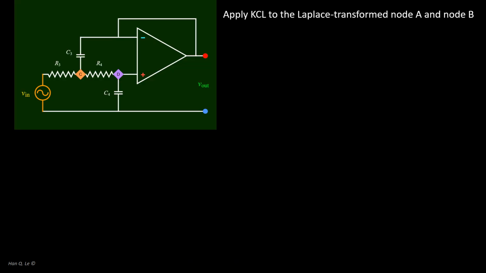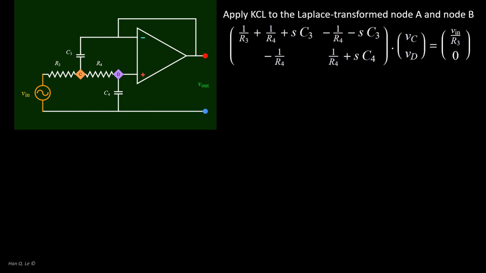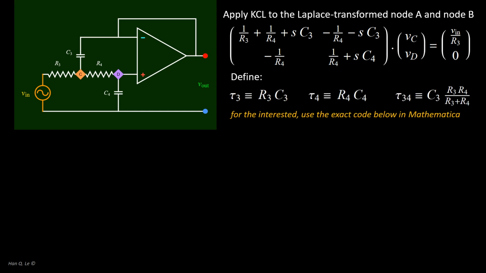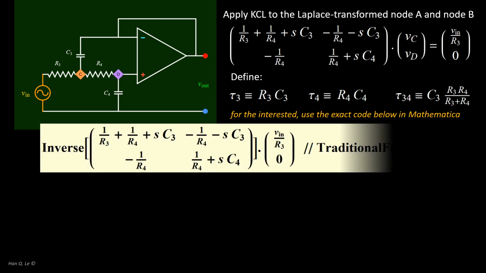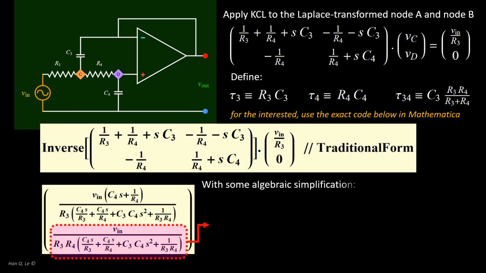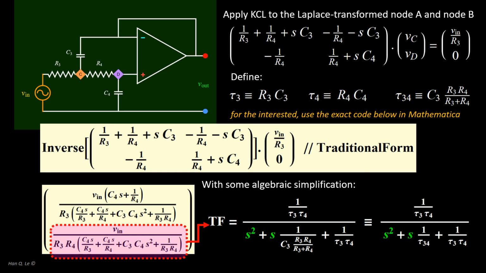Assuming infinite op-amp bandwidth, the transfer function can be obtained with the node voltage equations. The solution of the 2x2 system of equations is then obtained. The transfer function shows its second-order nature with respect to the complex frequency S.